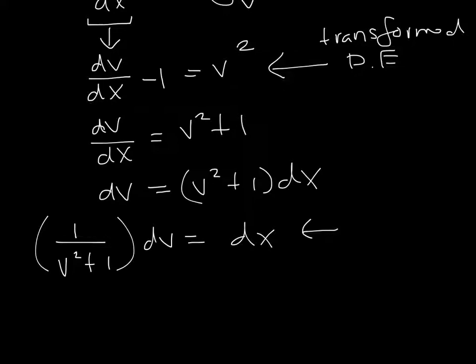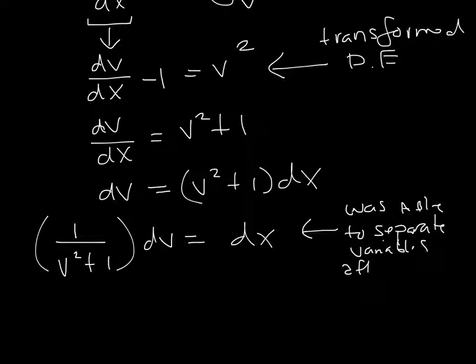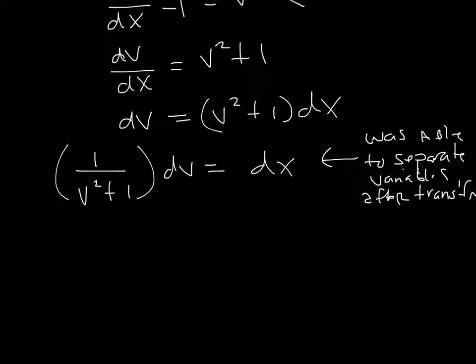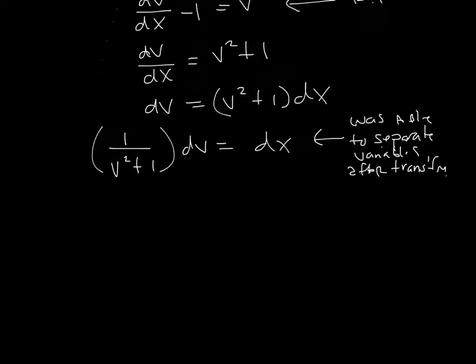So I was able to separate variables after the transformation. Because now we just use section 1.4, right? We use what we know. Well, we can definitely integrate both sides.